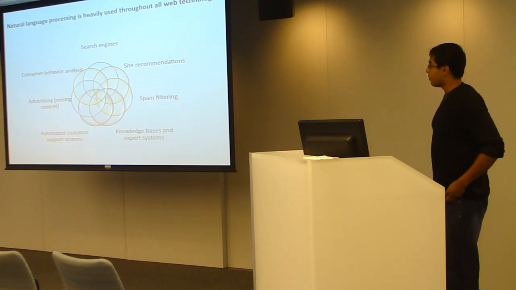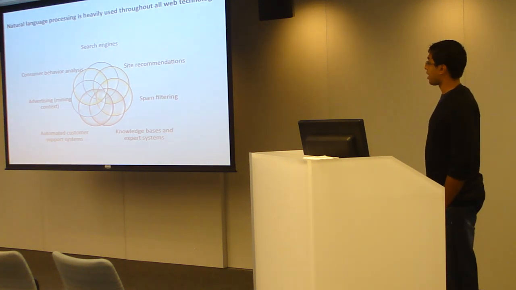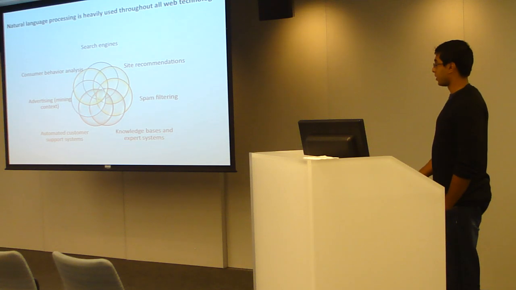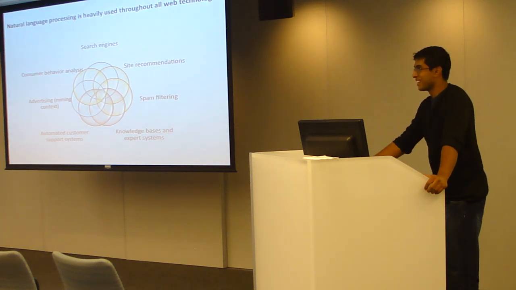So on the web and outside of the web, these are some of the areas in which natural language processing is commonly used. So search engines, site recommendations, spam filtering, knowledge bases, automated customer support systems, consumer behavior analysis, and more commonly now in advertising as well. It's pretty insane how well they can target some of the ads that you come across on the sites. It's almost like they know you inside and out.